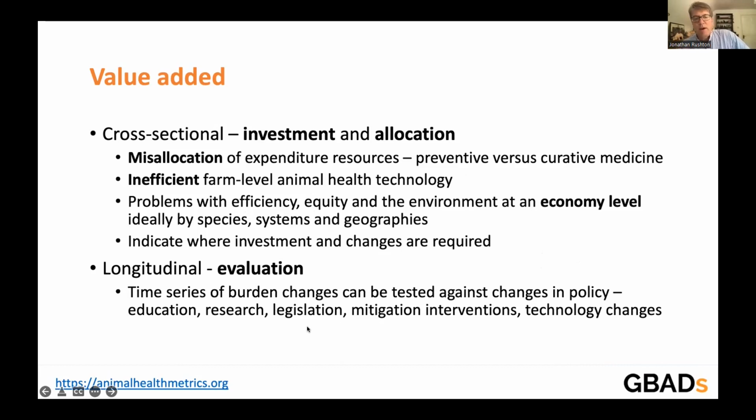The really big ticket item for me is that I see this not as a project, but as a program. So we need to move forward and keep generating these burden estimations. If we end up with a time series of burden changes, then we can start to understand a little bit better which policies work best with regards to education, research, legislation, mitigation interventions, and technology changes. So we want to generate that time series data on burden to allow us to examine this a bit more carefully.